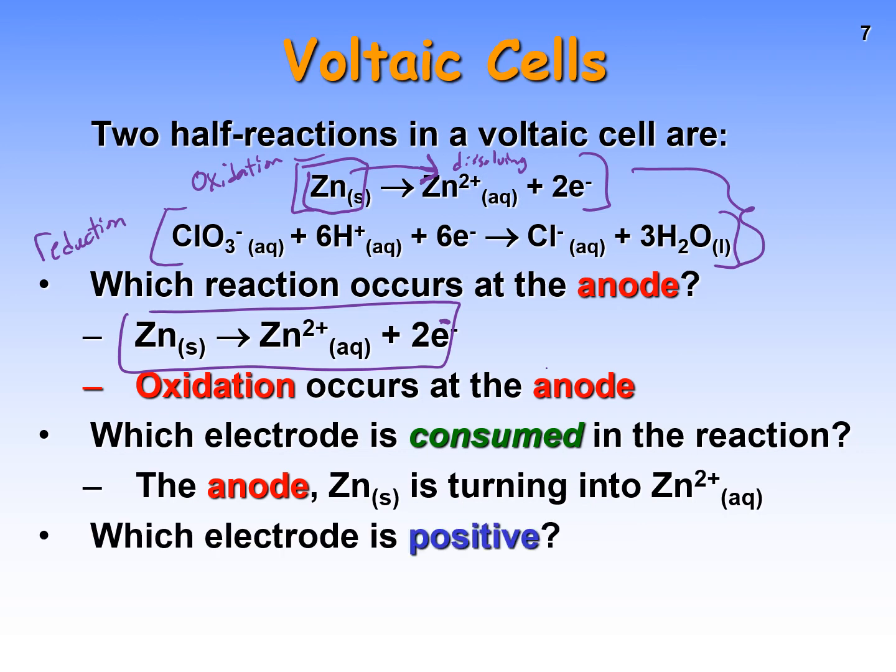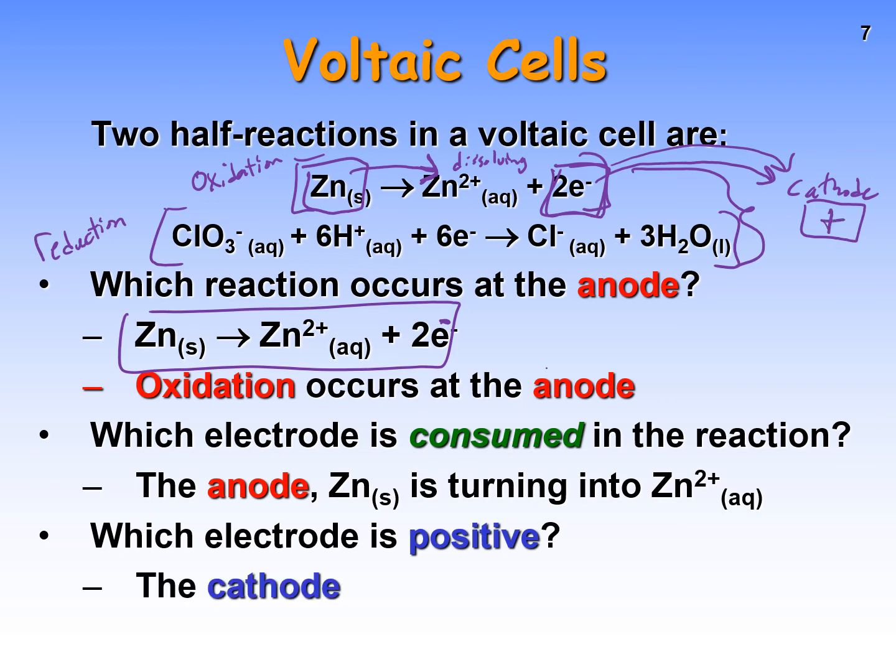Which electrode is positive? Well, you see that we're forming electrons at the anode, and somehow these electrons are moving towards the cathode. Well, opposite charges attract. So what charge could this be if these are negative and they're being drawn towards it? The cathode is the one that's positive. Does that make sense? If you have any questions, let me know. Email, office hours, what have you.